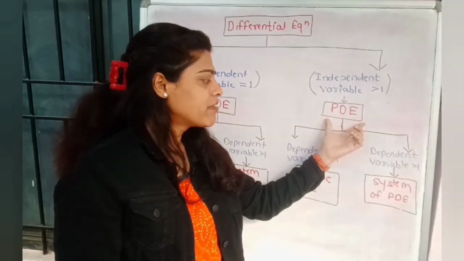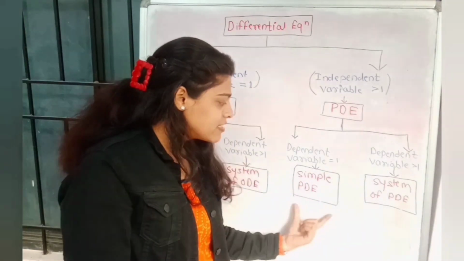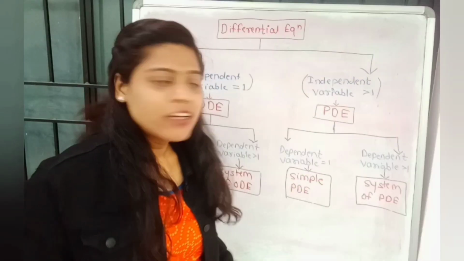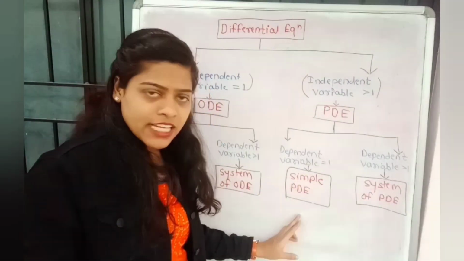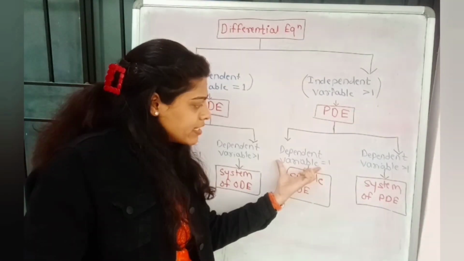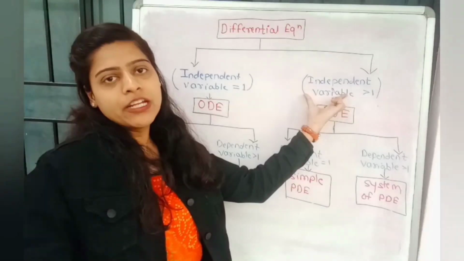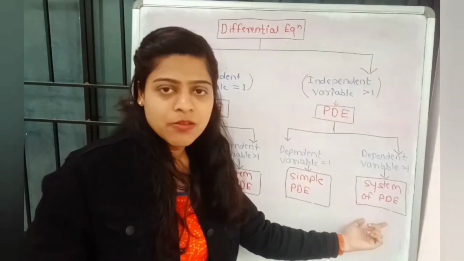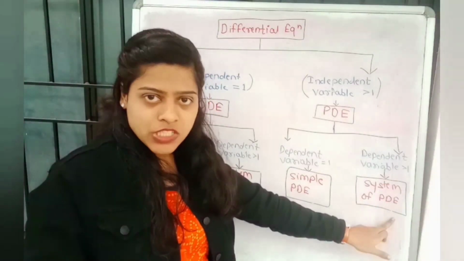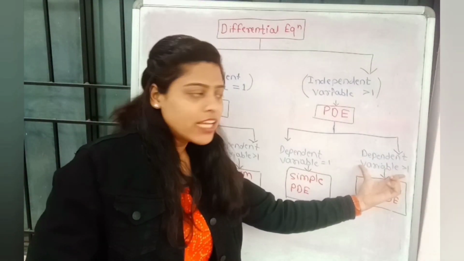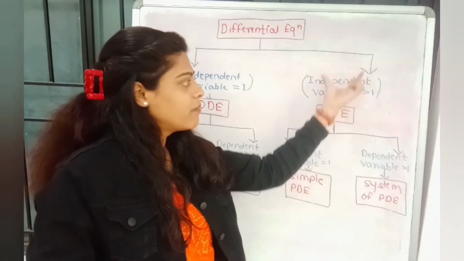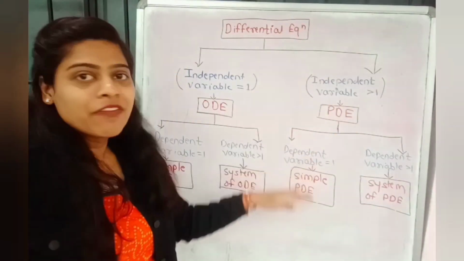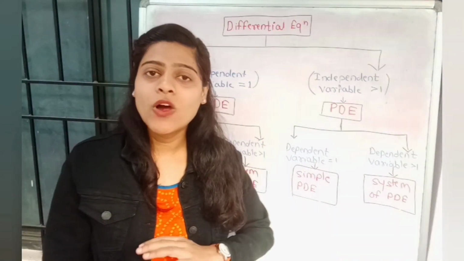Further, partial differential equation can be divided into two parts. First part is a simple PDE and second part is a system of PDE, similar to ODE. In this part, what is a simple PDE? A simple PDE is an equation which involves only one dependent variable and more than one independent variable. Now the next part is a system of PDE, that means an equation which involves more than one dependent variable and more than one independent variable. We call this a system of partial differential equations. So this is our chart. This is a very easy trick to remember all these definitions.